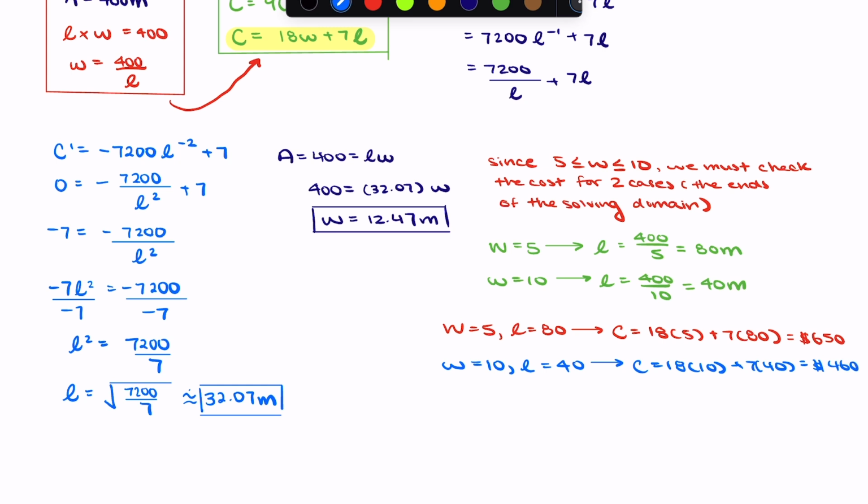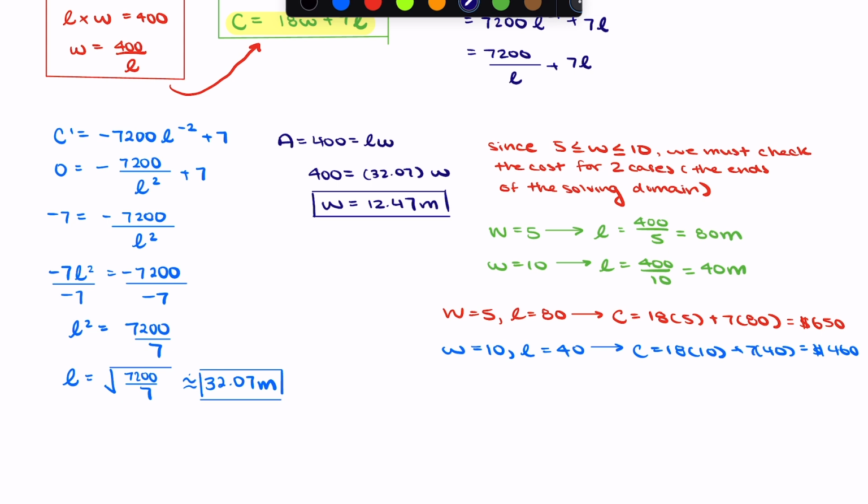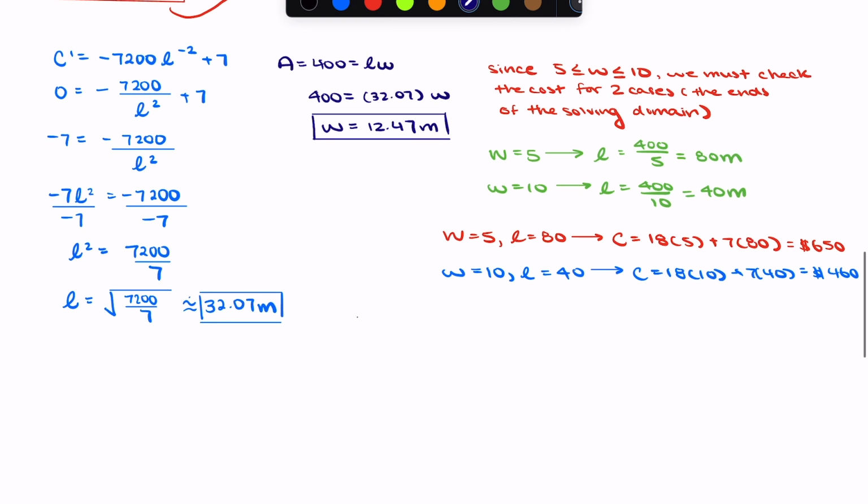And therefore, here we see that the dimensions that we will use are when width is equal to 10 and length is equal to 40, because with the other values, the width was greater than 10, so we can't use that. And for 5 and 80, the cost is larger at $650. So here we can write, therefore, the dimensions are the width of 10 meters and length of 40 meters.